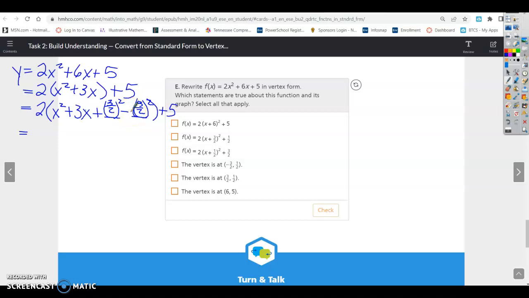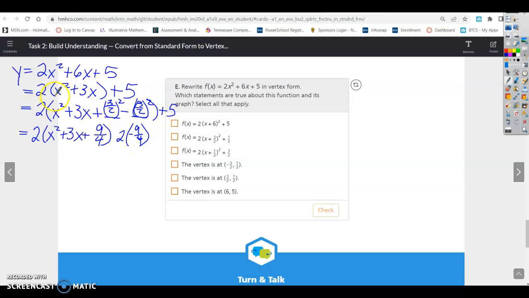Now we need to take the a and distribute it to this term so we can move it out. So let's take 2 times, we're going to have x squared plus 3x plus, I'm going to go ahead and rewrite this as 9 over 4. And then I'm going to take the 2 and multiply it by the negative 9 over 4. I'm just squaring both the numerator and the denominator here. So 3 halves squared, 3 squared is 9, 2 squared is 4.